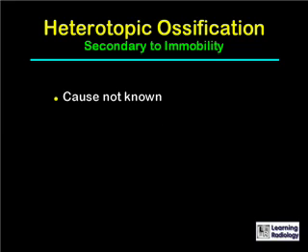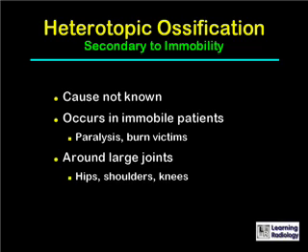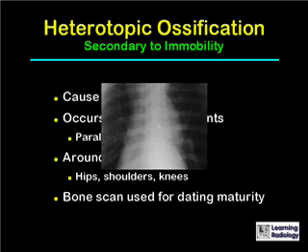Heterotopic ossification secondary to immobility, the cause is not known. It occurs in patients who are paralyzed, sometimes in burn victims who are immobile. It tends to occur around large joints like the hips, shoulders, and knees. And a bone scan is a much more sensitive means of both diagnosing the heterotopic ossification and for dating its maturity in the event that it will be removed surgically.